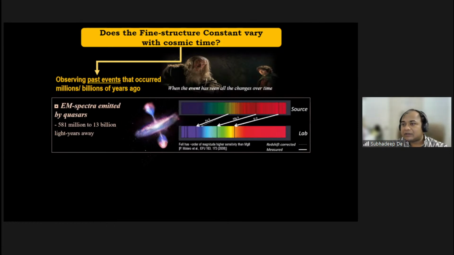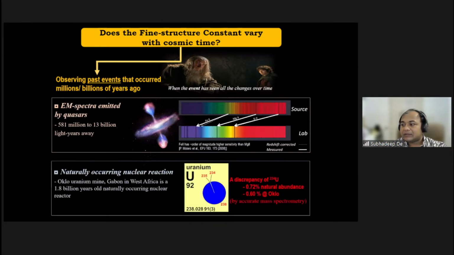But this is not that easy. You have to really calibrate everything. You have to correct for the red shifts, etc. So it's a very complex example, but in an easier way, that's the whole idea. You measure the spectra in your lab frame, which was emitted billions of years ago, and then compare it with a reference in your lab frame, and then see whether there is any discrepancy or not.